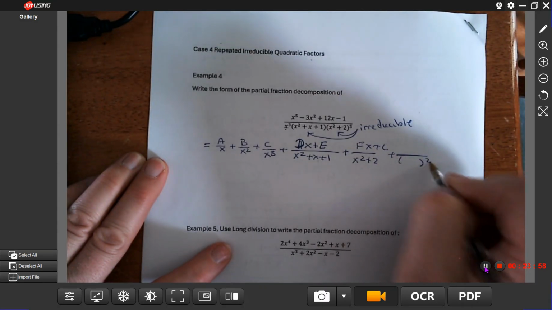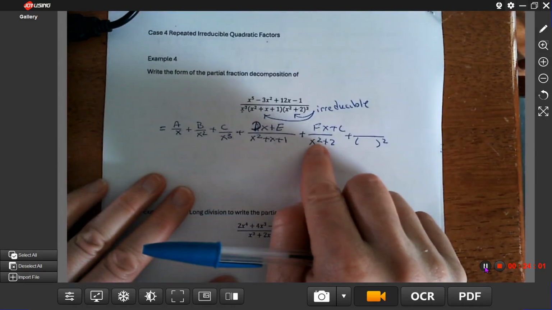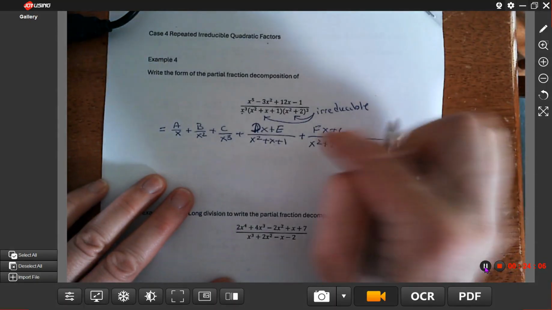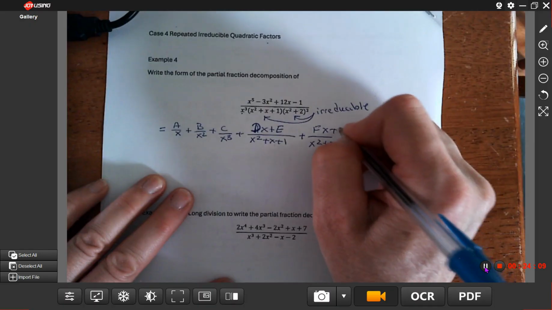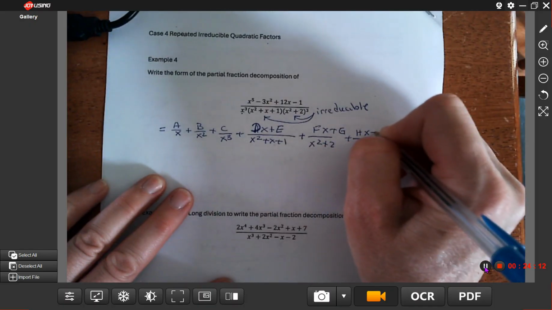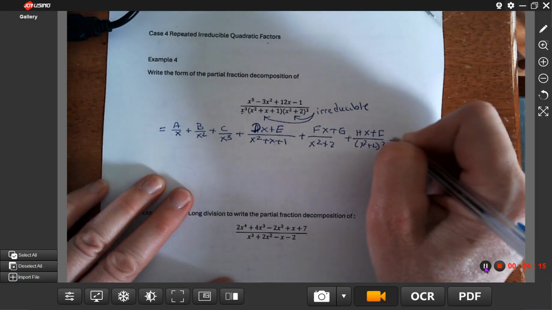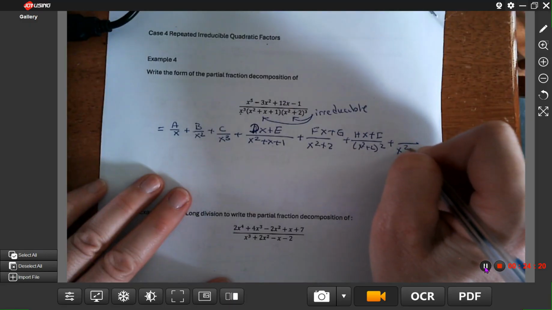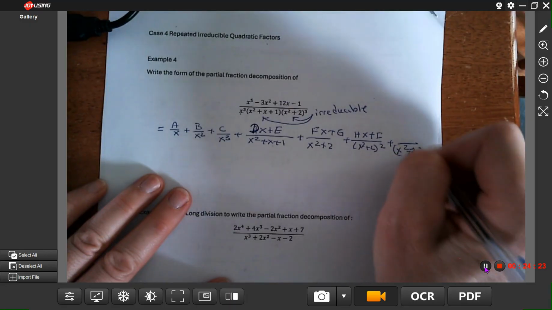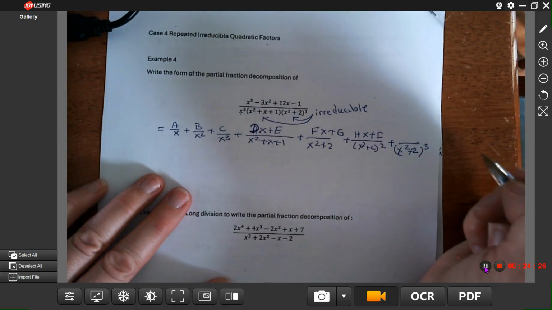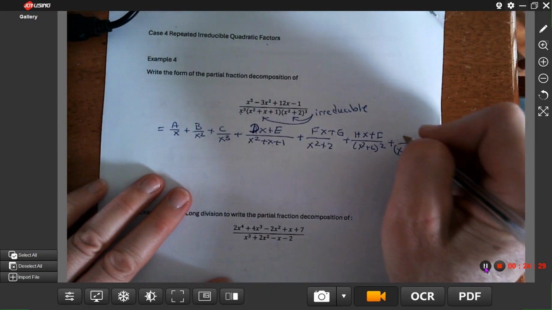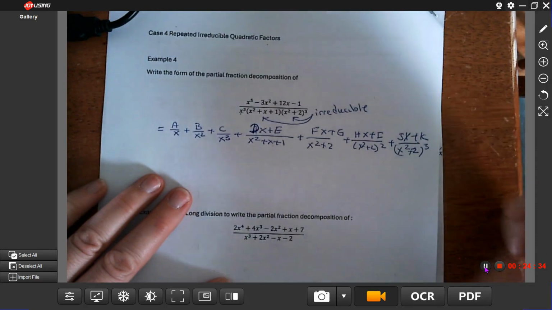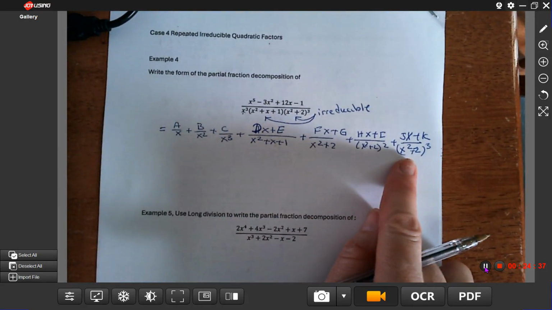I'm going to write another term with a denominator that has 2 of those factors, so x squared plus 2, and the numerator is linear, so that was supposed to be a g. So now I'm up to hx plus i, and then I still have one more of those, so I need another term with a denominator that's one more of those irreducible quadratic factors. So now I'm up to jx plus k, and that's the form.